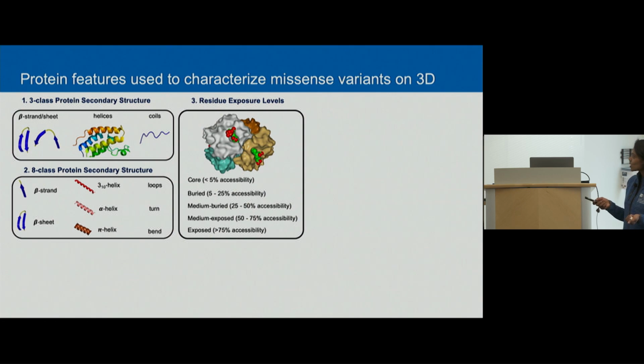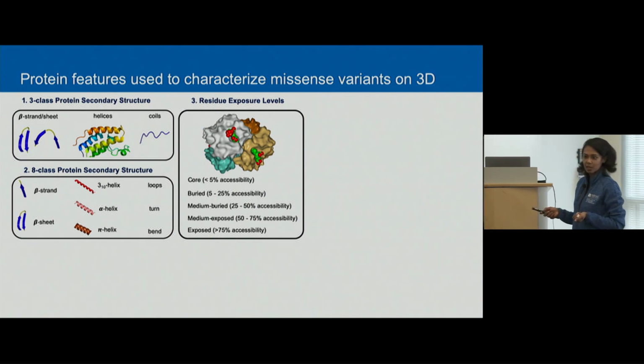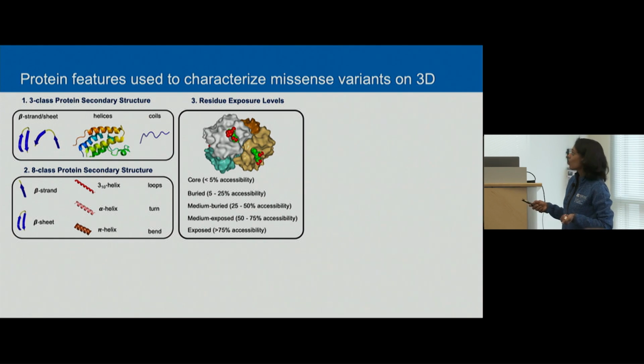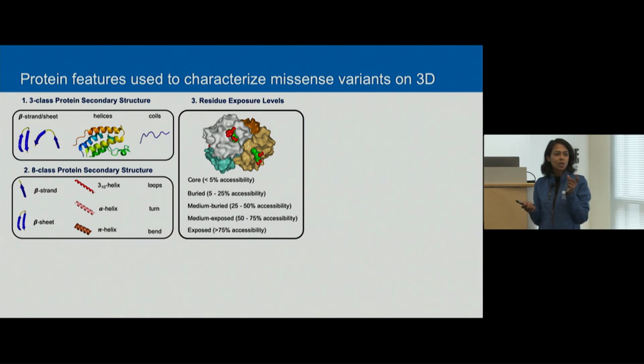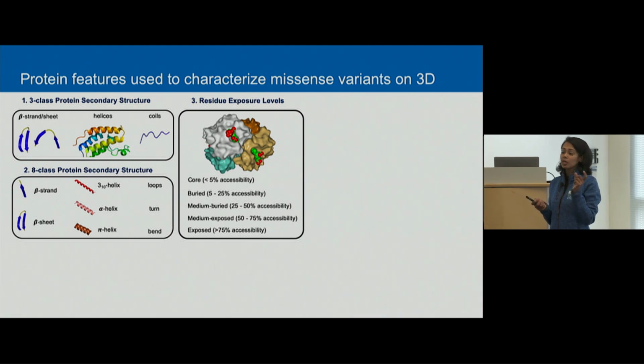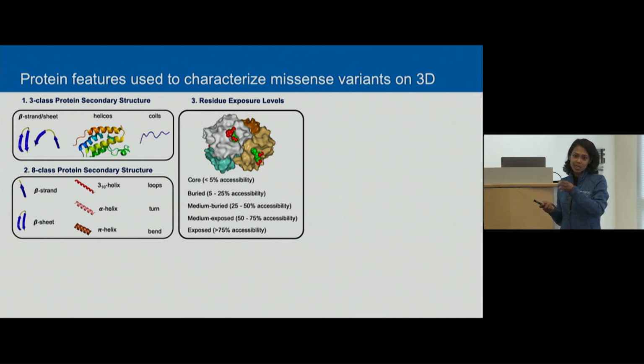The next feature that we considered is the surface exposure level to solvent. We collected the quantitative value of the solvent exposure level, normalized it, and then discretized it into 5 groups, as you can see: whether it is really in the core, or buried, medium buried, medium exposed, or really on the surface.